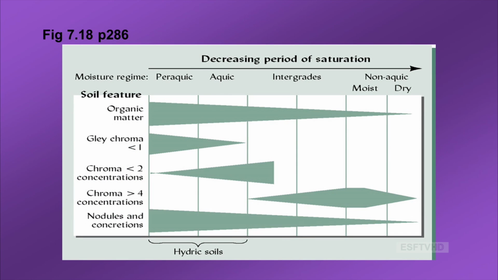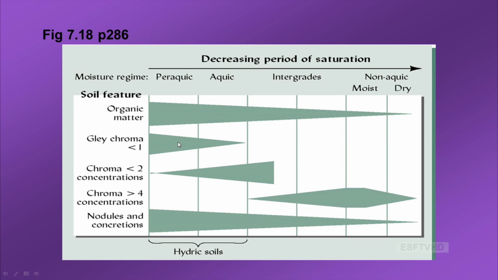This illustrates it nicely. This is an illustration of color changing and organic matter buildup. So perAquic is like a marsh. Aquic is a wet regime, a reducing regime, and then we get to non-aquic. And note what happens: the organic matter buildup on these perAquic and aquic systems is very high. There's a lot of organic matter, a lot of carbon. The chroma is less than 1.